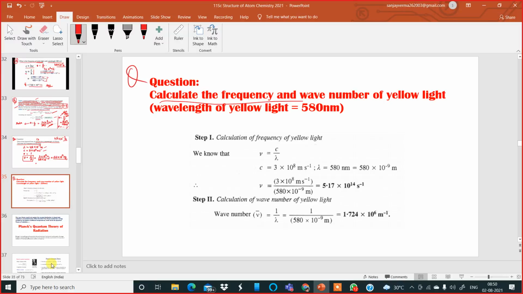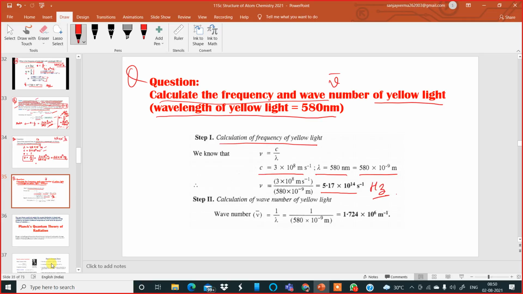Calculate the frequency and wave number. Now they are asking the wave number of yellow light, and the wavelength of yellow light is given as 580 nanometer. Very easy. Step 1: first calculate the frequency of yellow light. v is equal to c by lambda. The value of c is given. Lambda is in nanometers, so convert it into meter, because the speed of light is in meters per second. If you simplify this further, you will get the frequency as 5.17 into 10 to the power of 14 per second, or hertz.